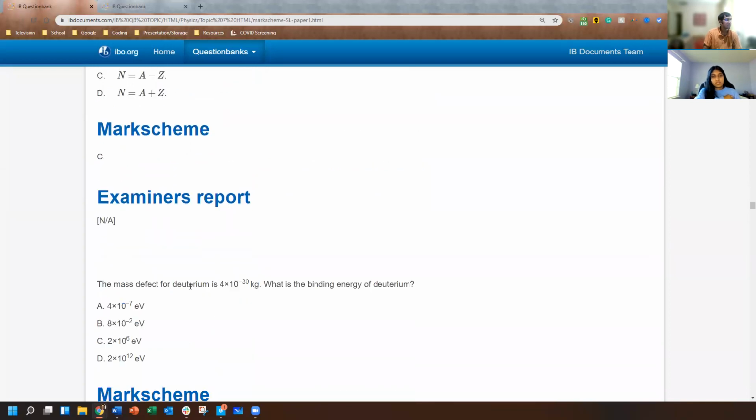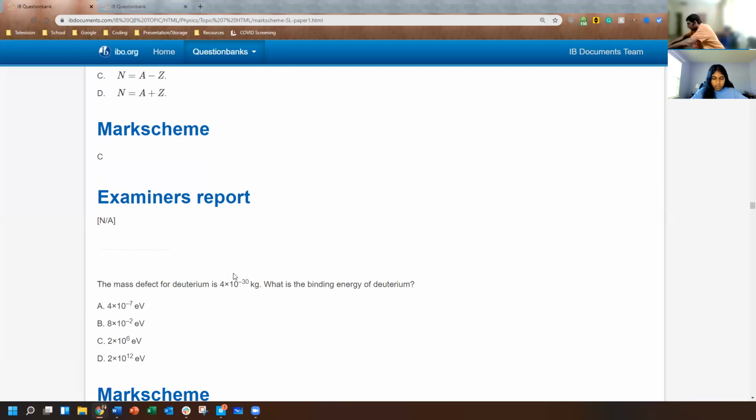Okay. Mass defect is that. What's the binding energy? That's in kilograms. They're playing with us. Okay, we have to pull out our calculator. So it's just mc squared, right? So mass is 4 times 10 to the negative 30 times c squared. c is 3 times 10 to the 8, and we square that. I get 3.6 times 10 to the negative 13 joules. That's in joules though, right?